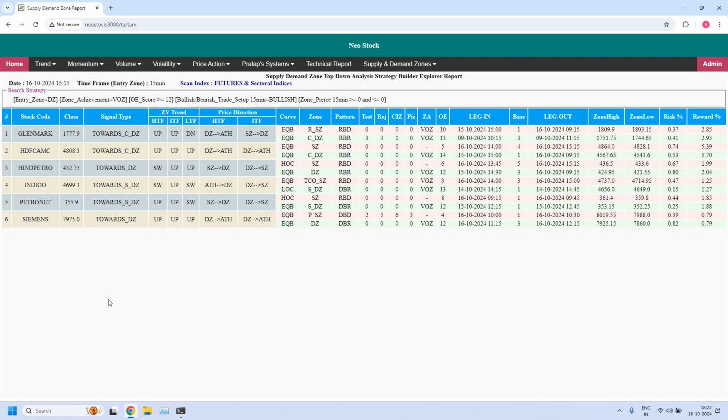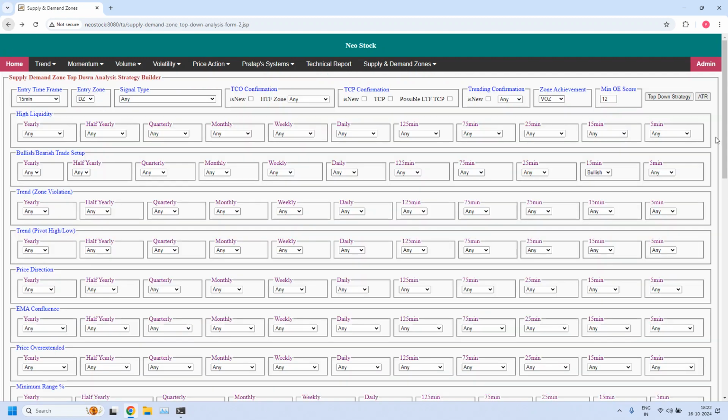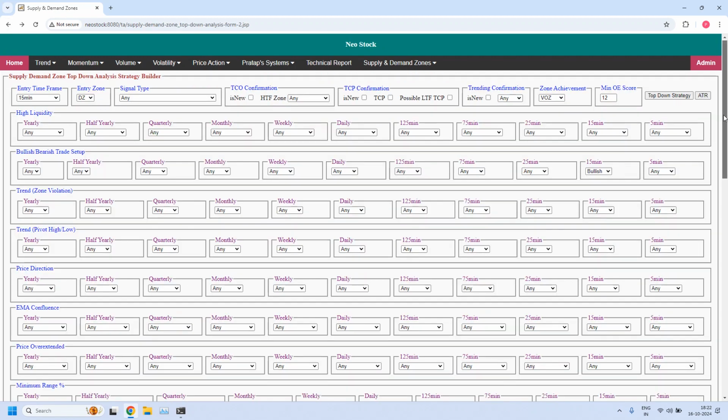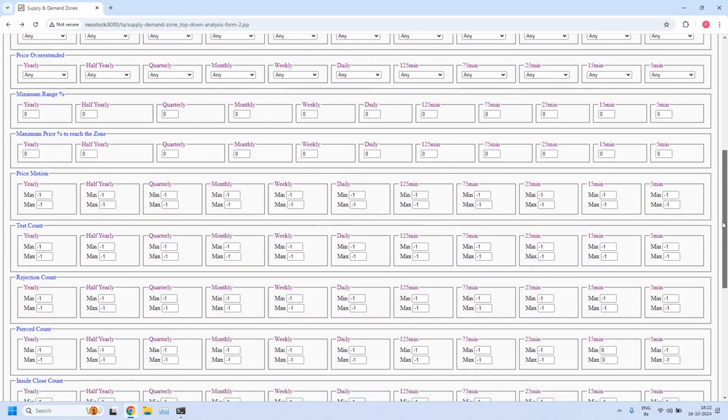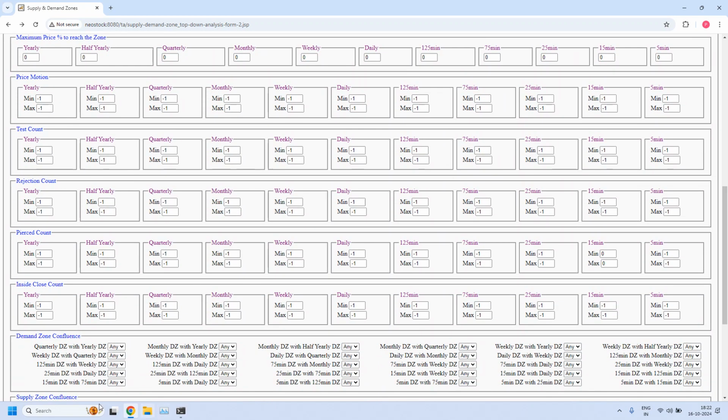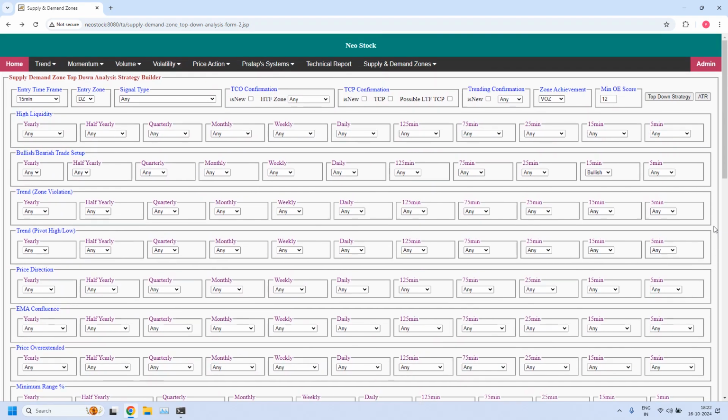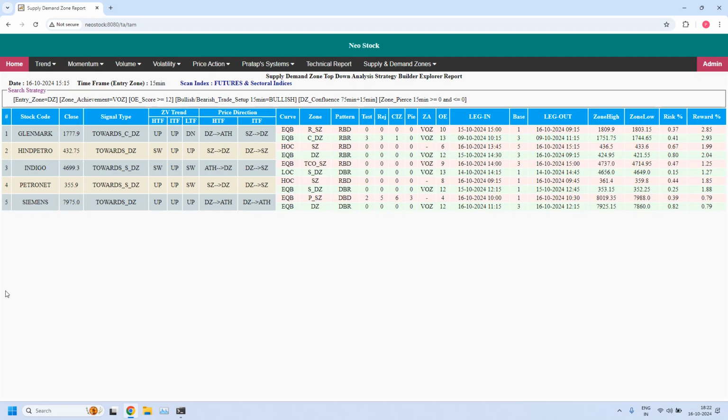In these 6 stocks, any high probability supported stocks, let's verify. First filter: ITF confluence. So that is a 15 minutes demand zone confluence with 75 minutes demand zone confluence. So I am enabling that filter, 15 minutes demand zone with 75 minutes demand zone confluence. With this filter, let's verify. 5 stocks out of 6 are filtered.